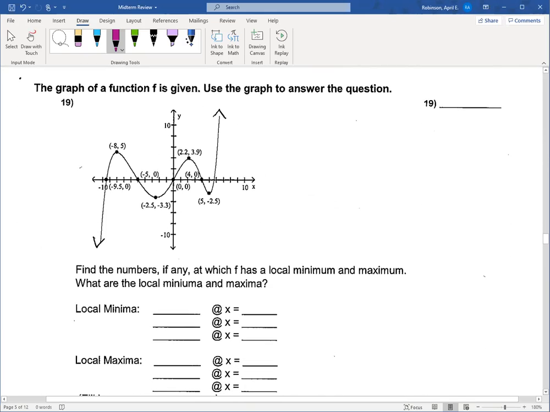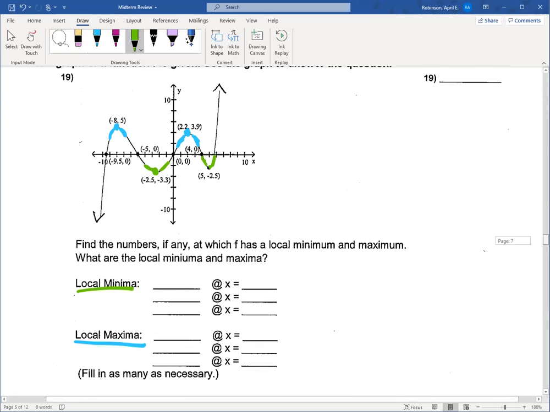Find the numbers at which, okay, local minimum and local maximum. Wherever it changes from increasing to decreasing, right around that point, that is a local maxima. So I've got one there and I've got one right here. Wherever it changes from decreasing to then increasing, that's a local minima. So I've got two of them here and here. They want to know what the maxima and minima are. Those are the y coordinates. And then it says at x is equal to whatever. So I'm looking at the greens.